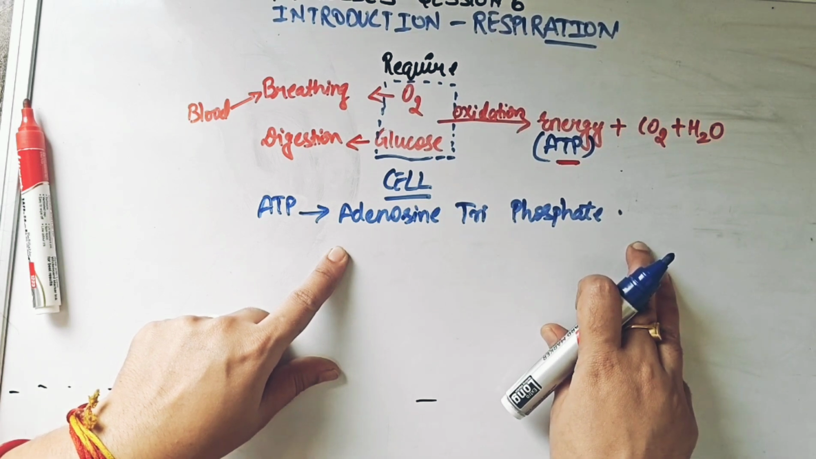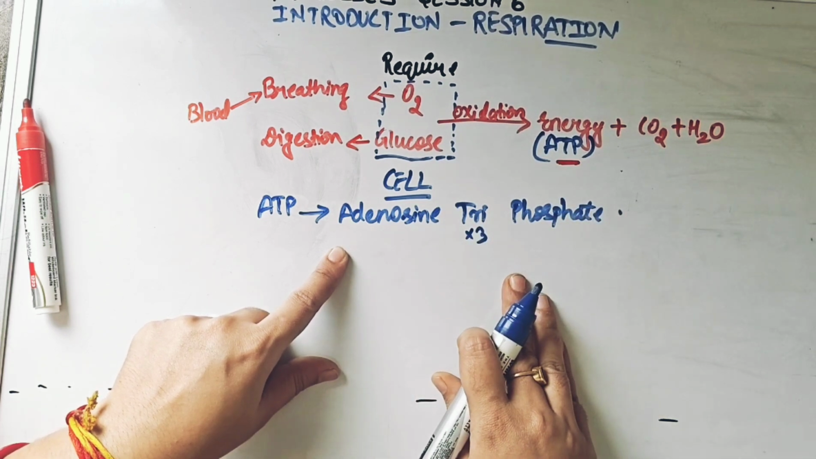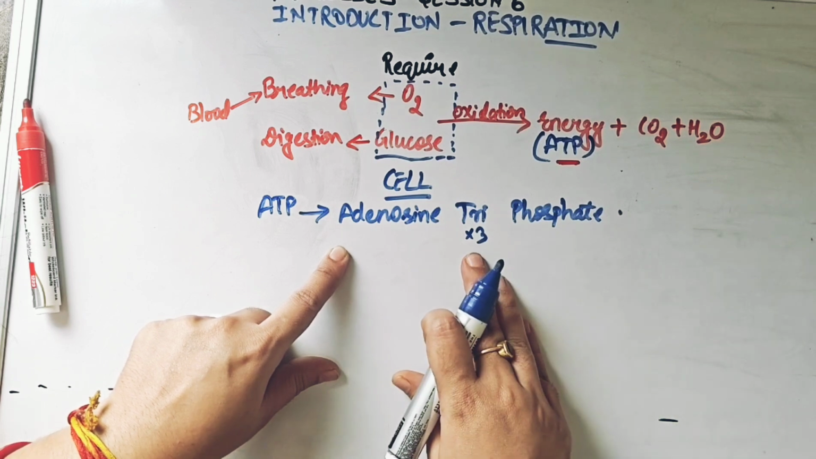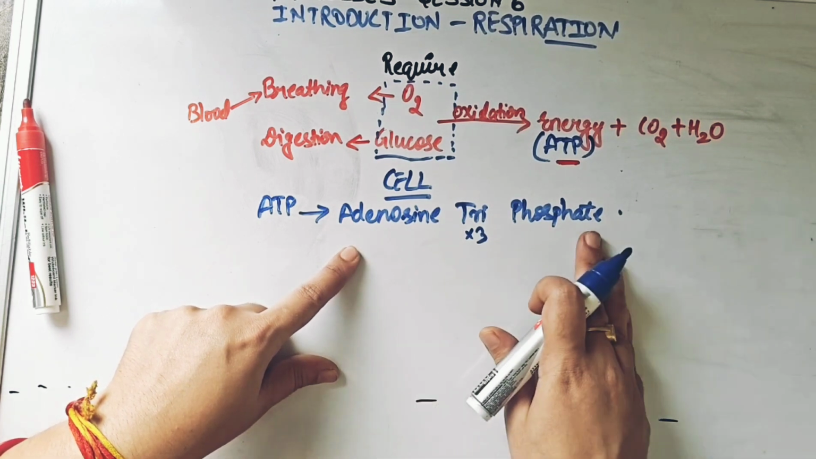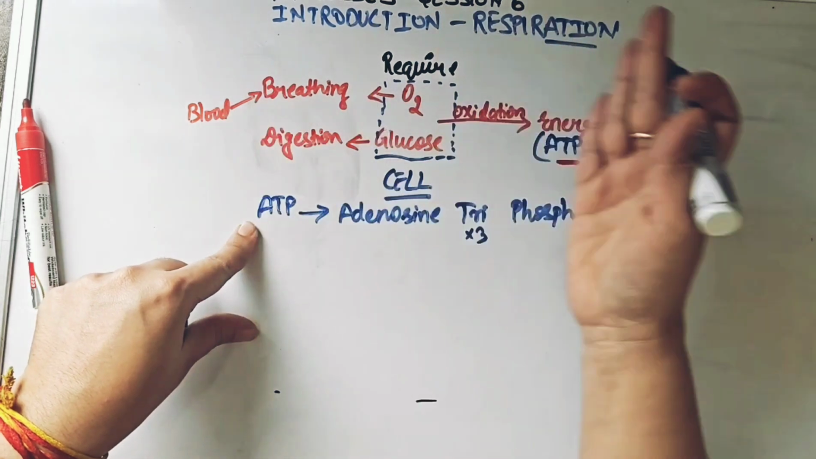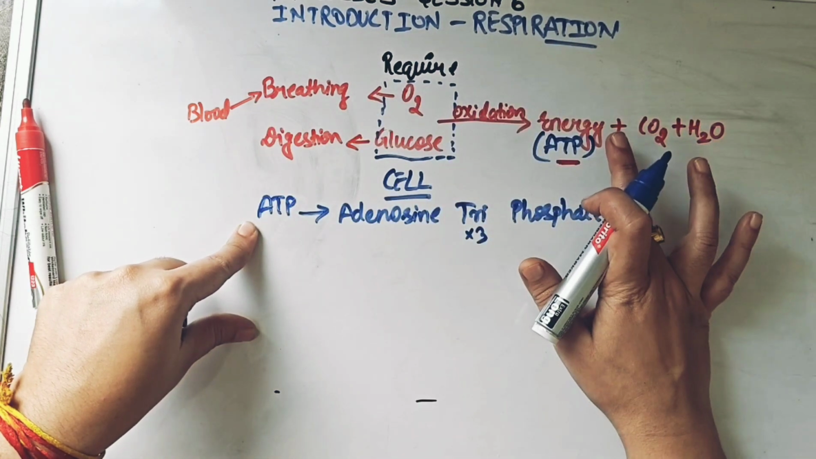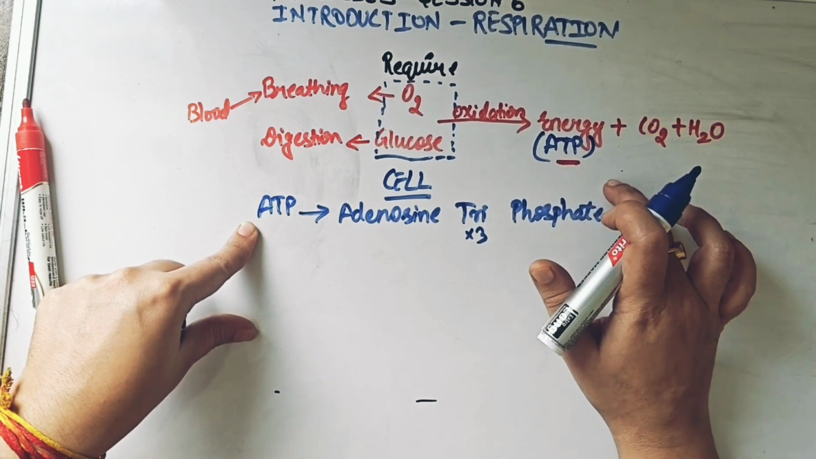Triphosphate, what do you mean by triphosphate? Tri means multiples of 3. And phosphate? So this molecule has 3 phosphate linkages, or 3 phosphate bonds, in it. This is what an ATP molecule is. So when you are oxidizing food and getting energy, you are actually producing ATP molecules, which are triphosphate molecules.